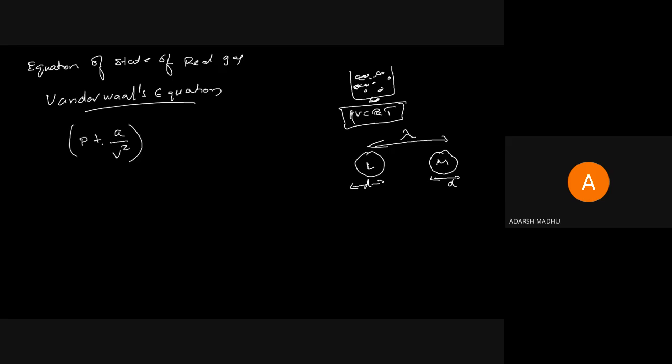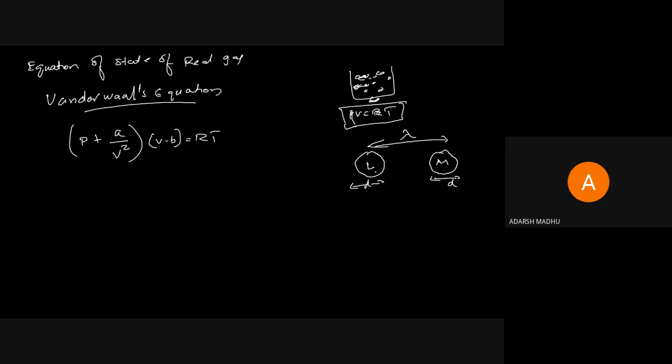V is specific volume, small v, into v minus b equal to RT. This is the equation: PV equal to RT, something like (P plus a by V squared) into (v minus b) equals RT. Here v is specific volume, a and b are constants, P is pressure, R is the gas constant, and T is the temperature. Okay, this is the van der Waals equation. So, how can we derive that equation?